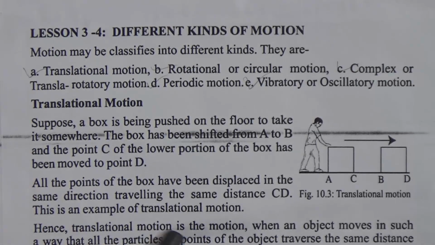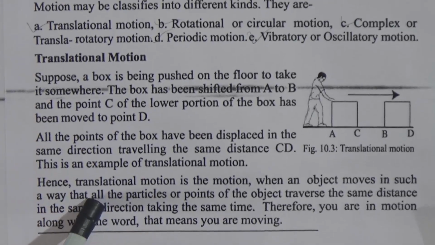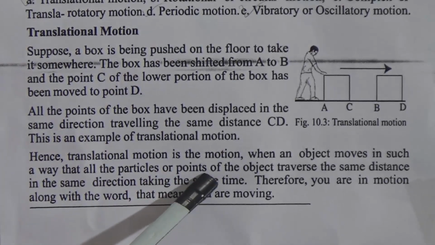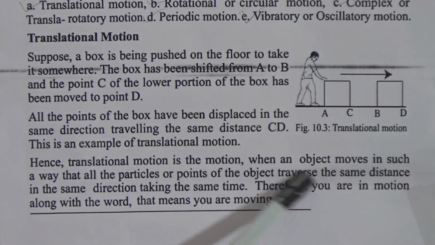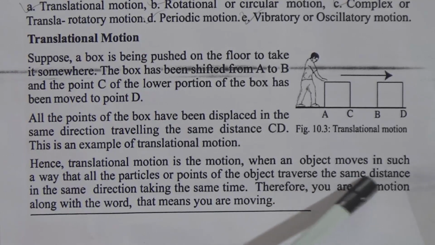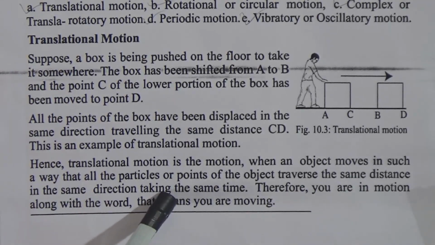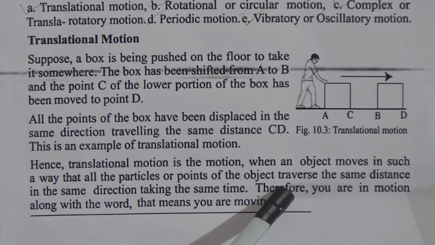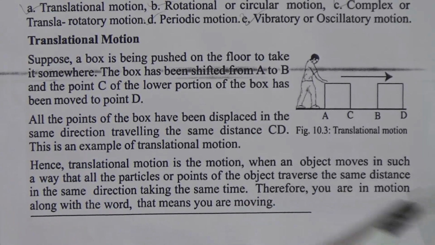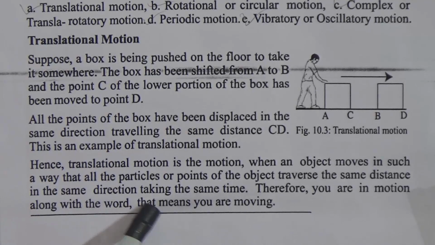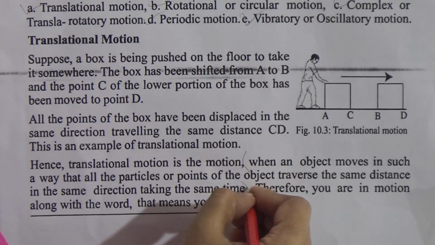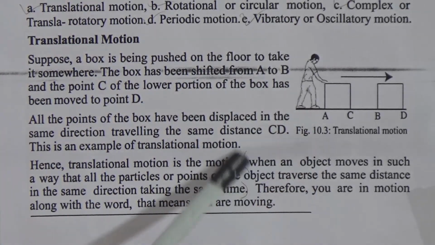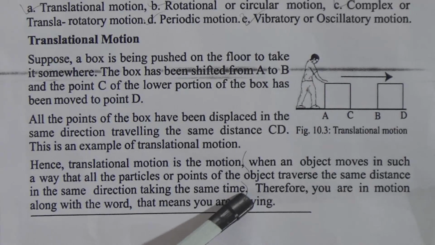Hence, translational motion is the motion when an object moves in such a way that all the particles or points of the object traverse the same distance in the same direction, taking the same time. Dear students, this is the definition of translational motion. You will underline this portion and you will memorize this.